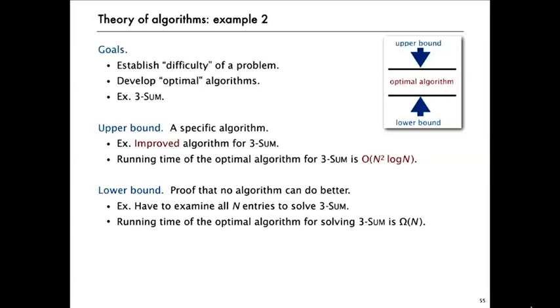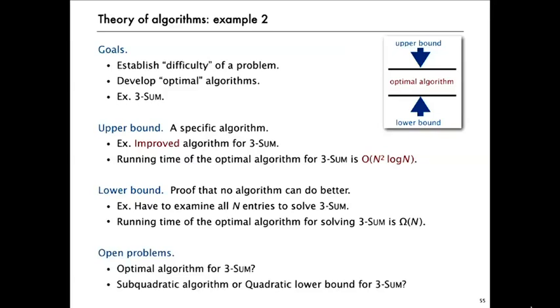Lower bound, well, we have to examine all entries because, again, we might miss one that makes the three-sum equal 0. And that's a proof that the running time of the optimal algorithm is omega of n. But nobody knows a higher lower bound for three-sum. So there's a gap between the upper bound and the lower bound, and open problems. Is there an optimal algorithm for three-sum? We don't know what it is. We don't even know if there's an algorithm whose running time is less than O of n squared, or we don't know a higher lower bound than linear. So that's an example of an open problem in the theory of algorithms. We don't know how difficult it is to solve the three-sum problem.